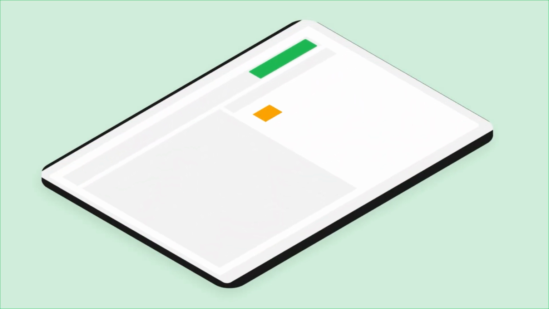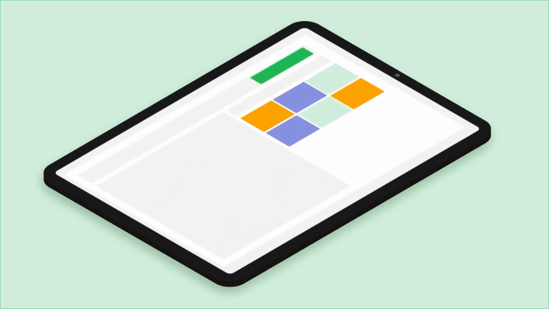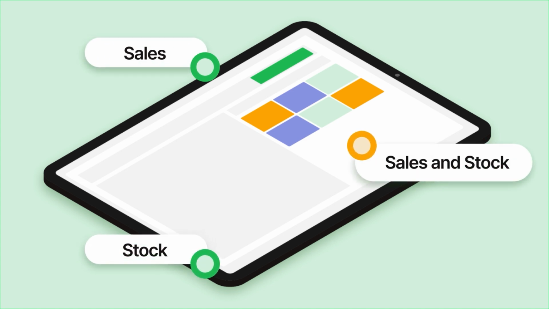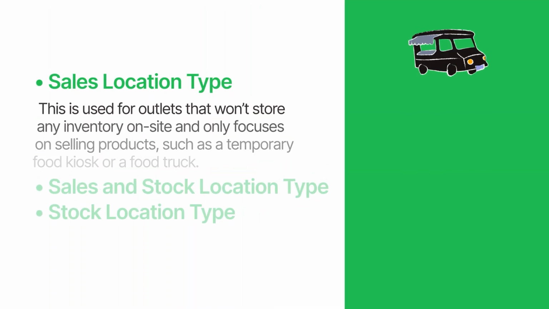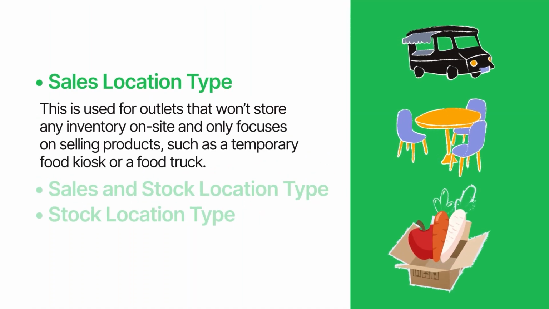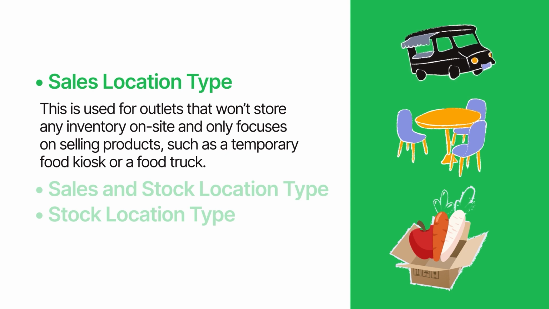You can configure location types on your Sapaad POS. You can choose between sales, sales in stock, and stock only. The sales location type is used for outlets that won't store any inventory on site and only focuses on selling products, such as a temporary food kiosk or a food truck.